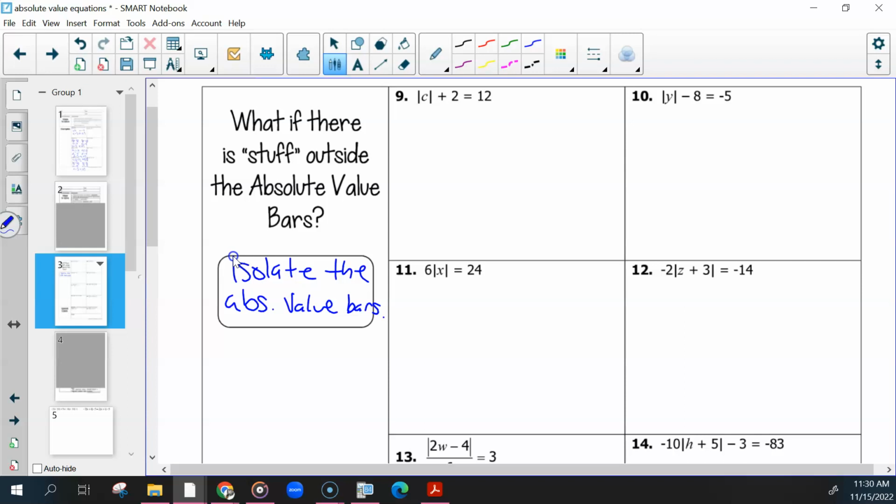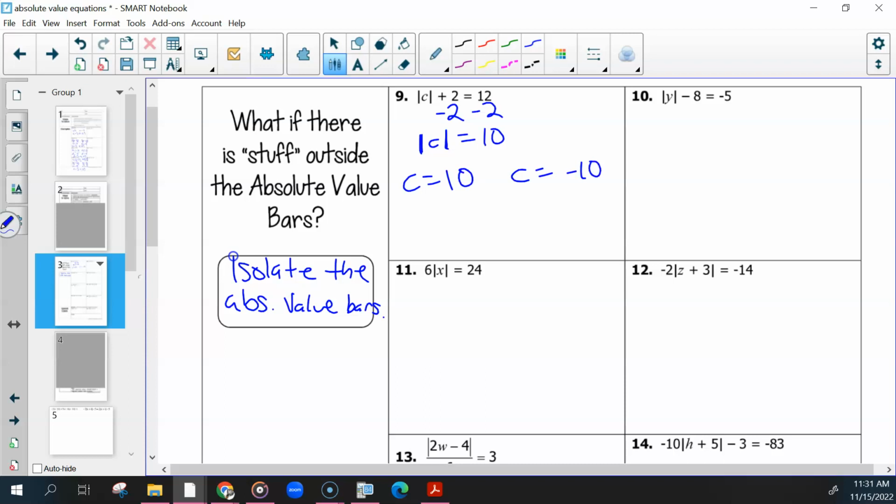So how would I solve this? How would I get rid of the 2? Victoria? So notice that I'm keeping the absolute value bars. Now I've isolated it. Now I can set it equal to a positive and negative version of this number. And drop the absolute value bars.